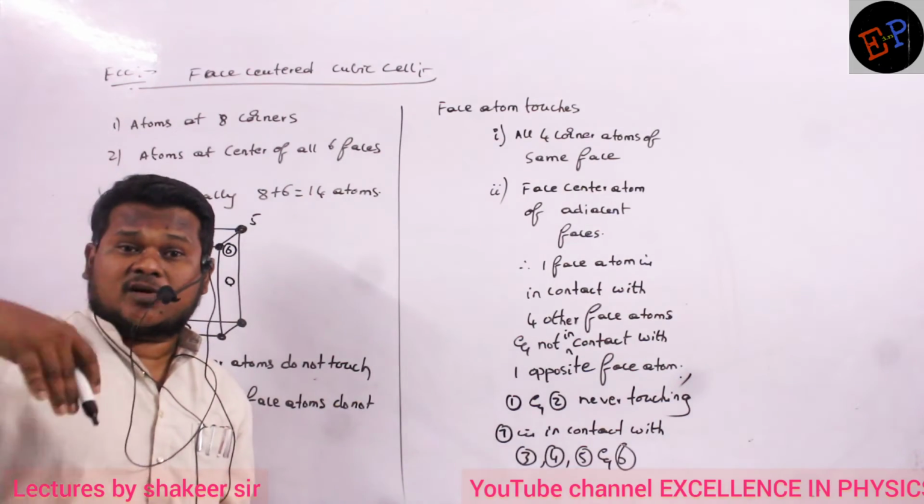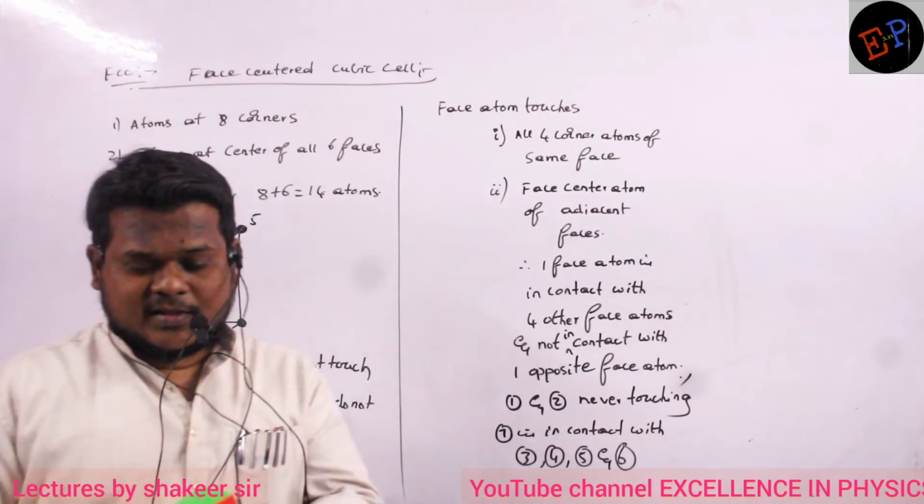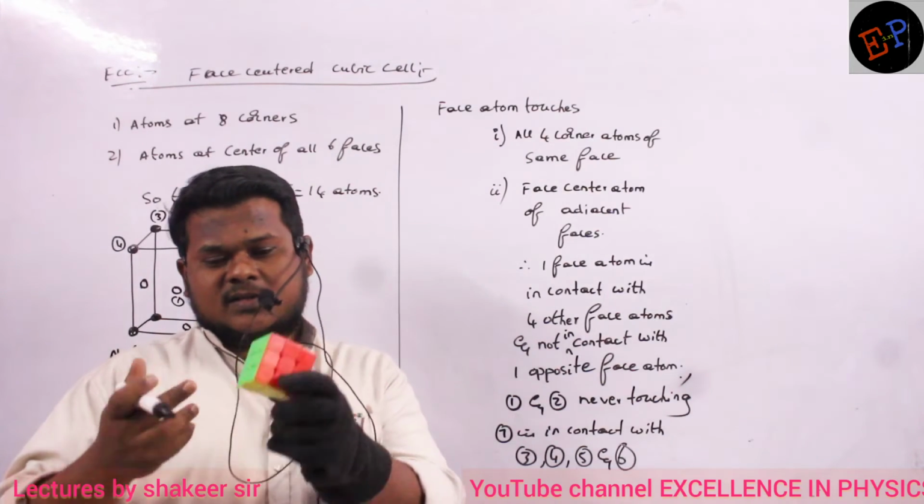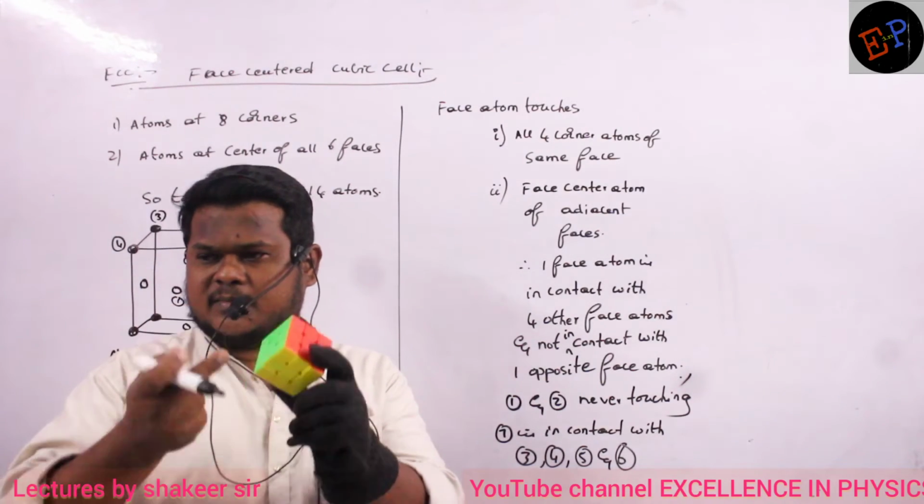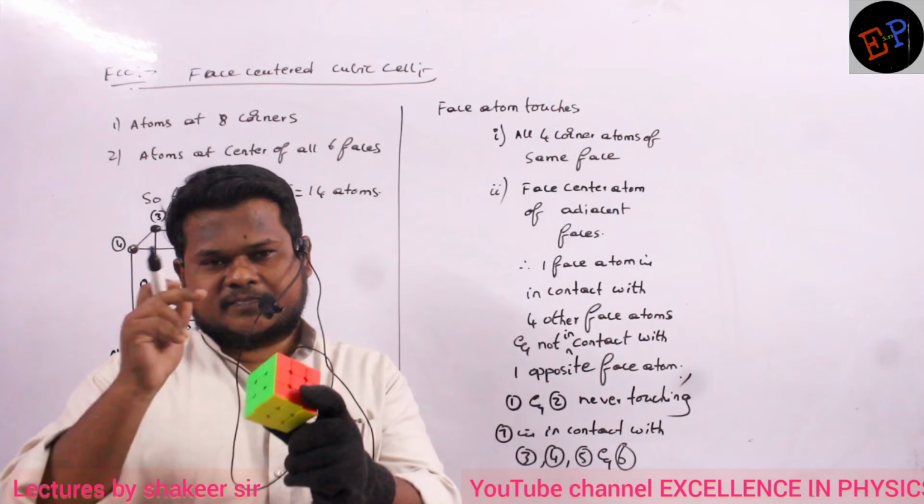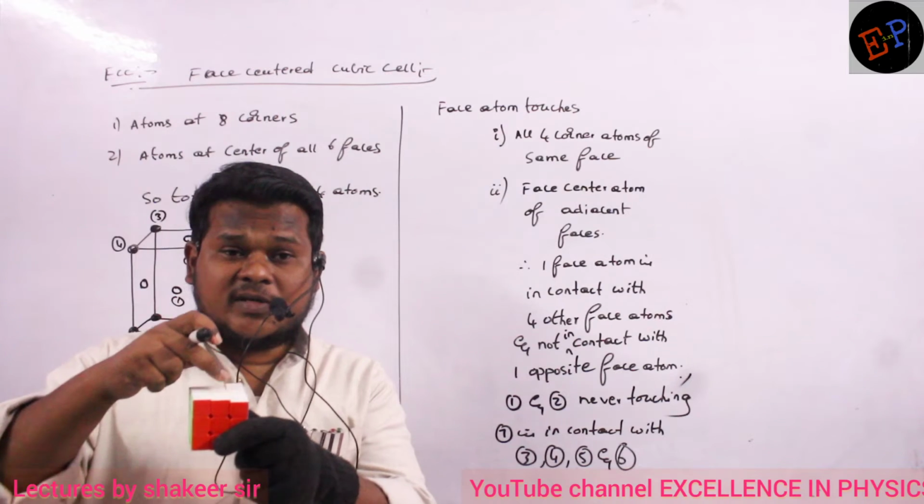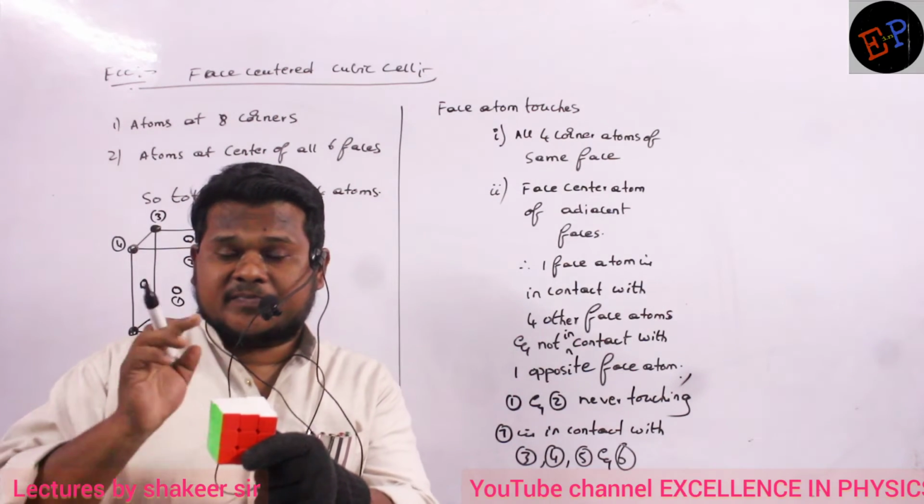There is one face which is called the opposite face. Okay? See, this is one face. Which is the opposite face? This is the opposite face. So this atom and this atom never touch with each other. Okay. But one face atom is in contact with adjacent face atoms.